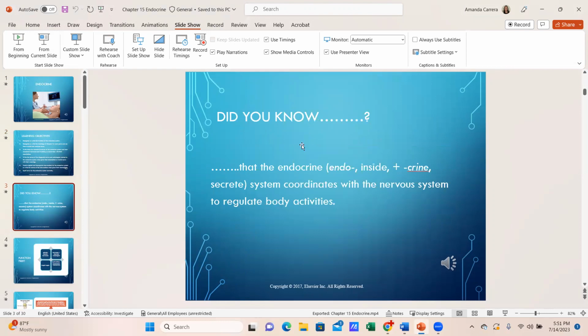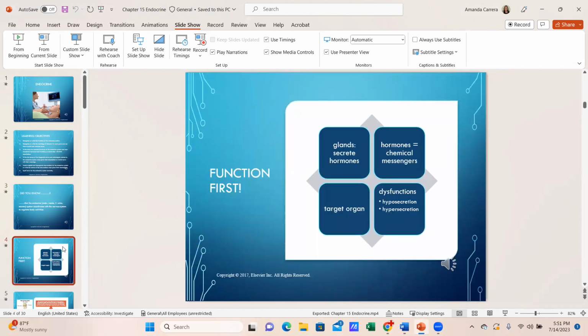Some medical terminology here. Endo means inside, crine means secretes. If you see something with the endocrine system, please know that is a nice way to remember it. But let's talk about it. So the organs of the endocrine system. The principal endocrine glands and their hormones.